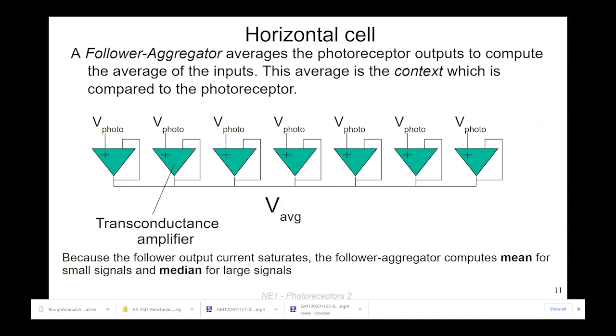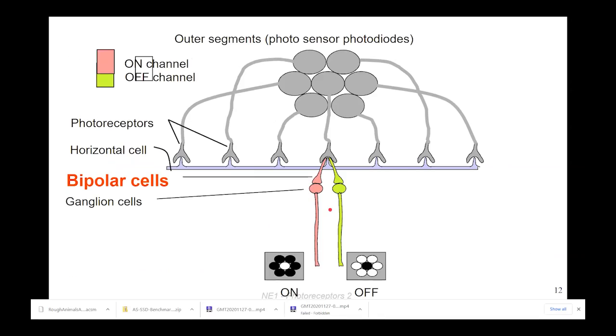Anyway, I thought that's kind of cool. So keep that in mind if you ever need an analog median computation. You just need a saturating amplifier. Okay, so that's the horizontal cell. That computes the average for you.